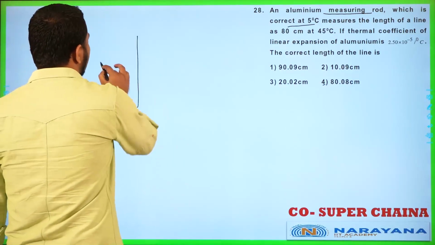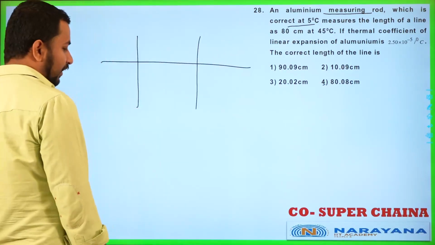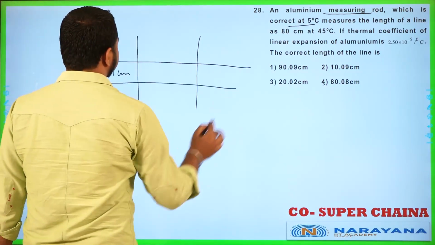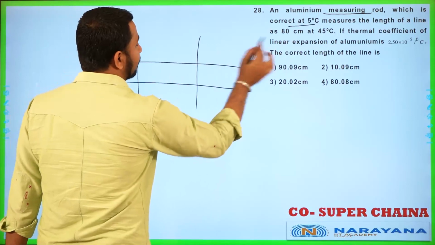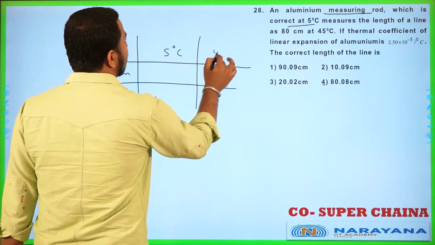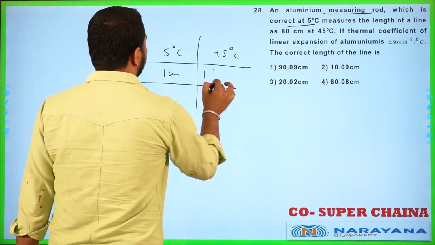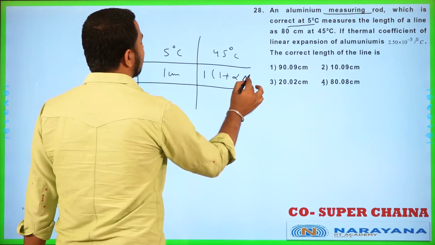So for such questions, I have always told you to just draw the table. First, for 1 centimeter we have to draw. At 1 centimeter it is calibrated at 5 degrees, and the next temperature is 45 degrees. So at 5 degrees obviously it will give the correct reading, but at 45 degrees it will be 1 plus alpha delta T.